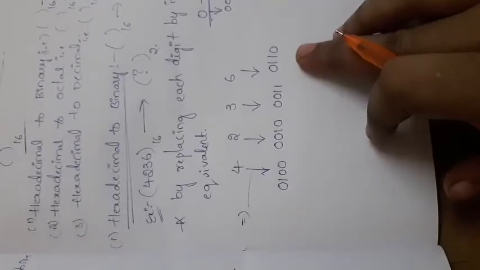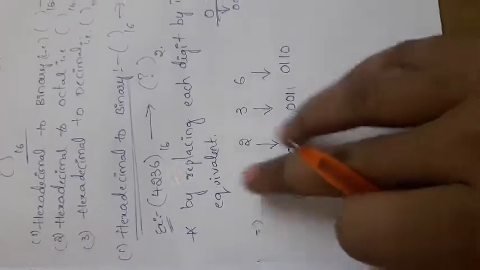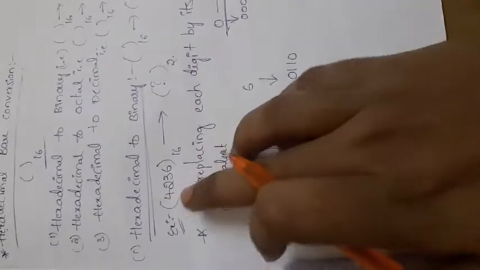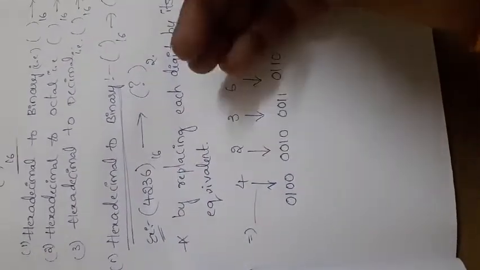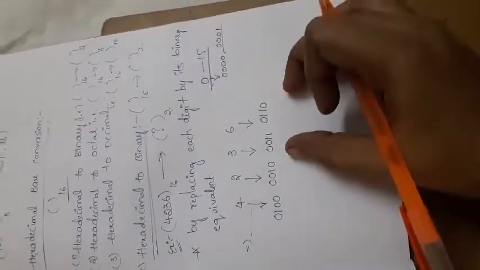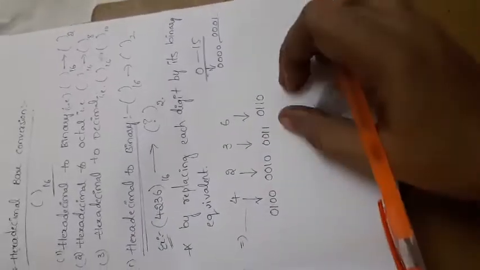So this is hexadecimal to binary conversion. First we need to separate every digit. After that, each digit can be written directly as a binary number. Already we know the binary numbers for 0 to 15, right? So if you know the values, you can write it directly.